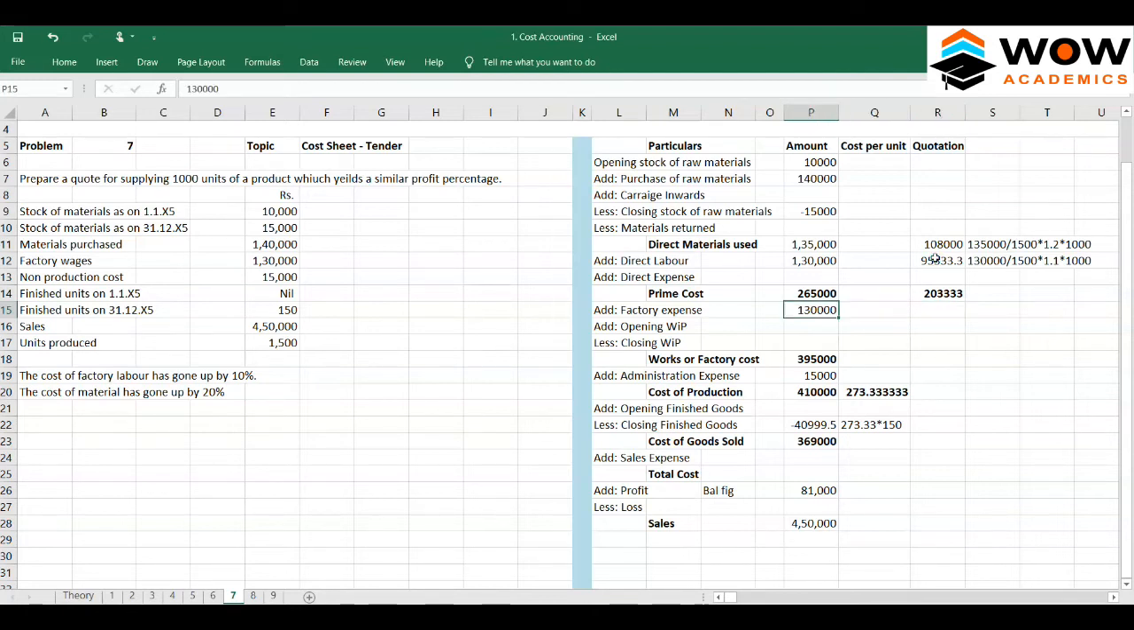Now we have other expenses. We have factory expense we have to consider. We have to consider administration expense. Then we have to add the profit. So how we are going to do it? So we have to take a ratio. So what ratio we'll take? We'll take a ratio of factory expenses, which is 1,30,000, divided by the labor cost. Labor cost is also 1,30,000. So this is for how many units?